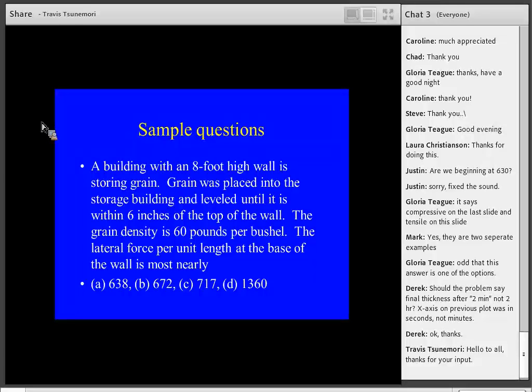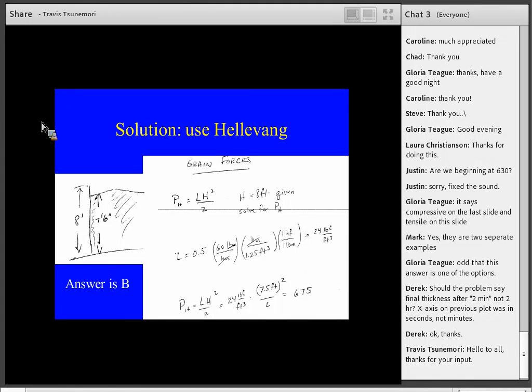So our height is 8 feet minus the 6 inches. The grain density is 60 pounds per bushel. Could have been a different number, but there's a number. Lateral force per unit length at the base of the wall is most nearly, and then we've got some options. So again, we're going to use P equals LH squared over 2. H is 8 feet, except it's really a little bit less than that, 7.5 feet. And our L, 60 pounds per bushel, but we're going to try to get that into pounds per cubic foot.